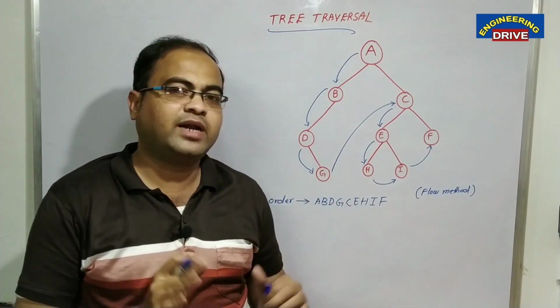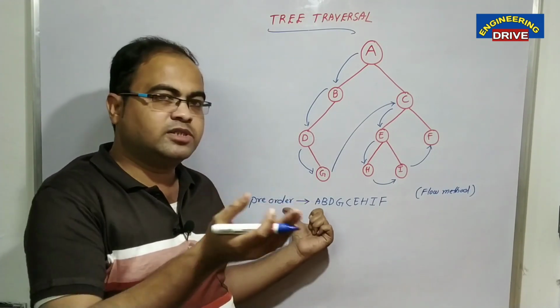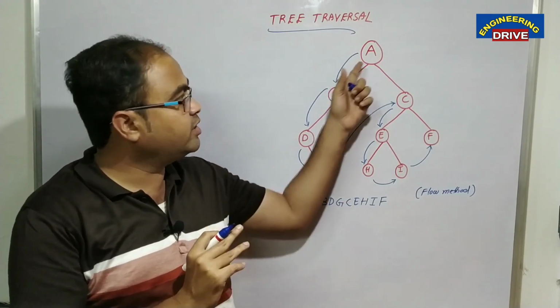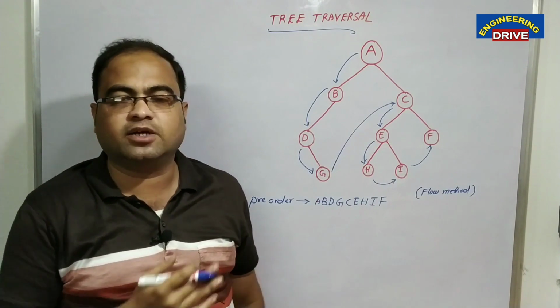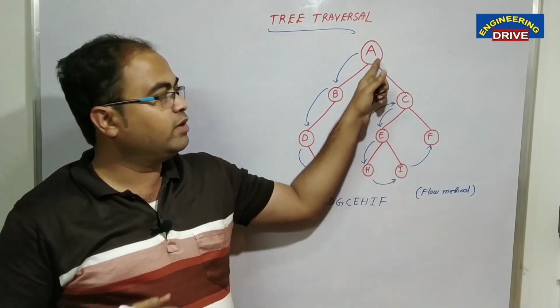Now, to verify whether our answer is correct or not, in pre-order traversal, we know the concept: the root will come first. So see here, A is nothing but the root node. The root node came first, so this is the correct answer. We got the correct answer. This method is known as the flow method. The flow method will work directly.